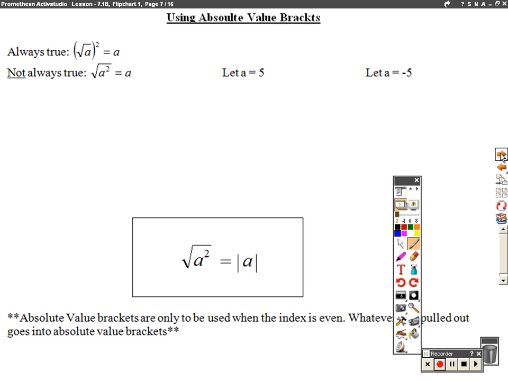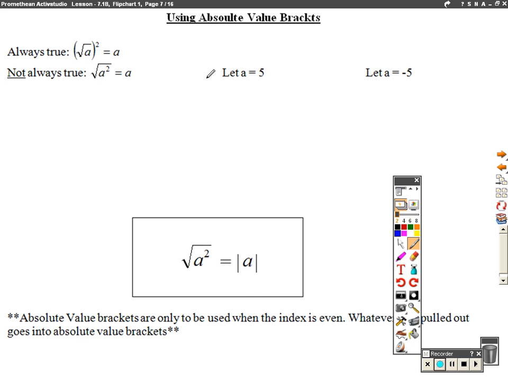I want to discuss using absolute value brackets. Here is something that's always true. When you're squaring a square root, this square cancels out the square root since the index matches up with the exponent and you're just left with a. However, whenever you have that exponent underneath, it's not always true. You may have to utilize absolute value brackets. The square root of a squared is not just a. And let me go through this little example here to illustrate to you.